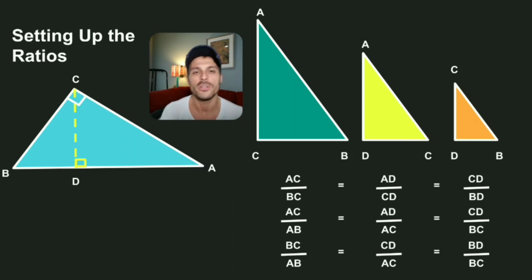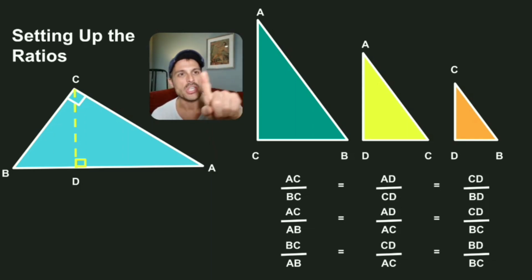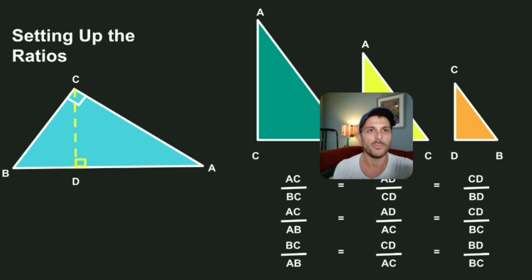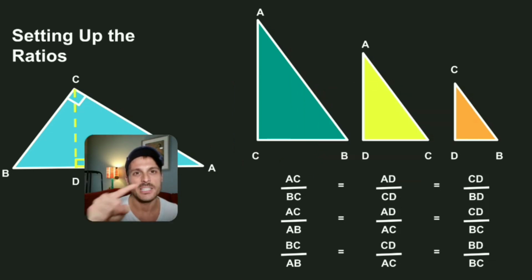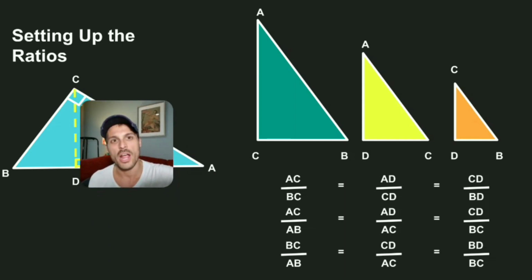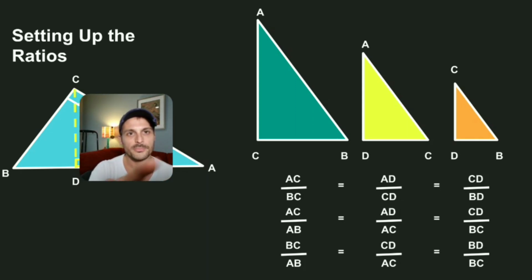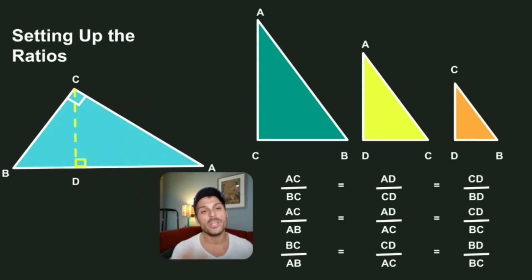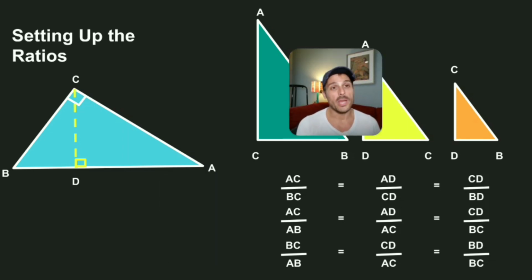So here the green triangle is our original teal triangle, ABC, and then the yellow triangle over there, this one, it's triangle ADC, and the orange triangle over there, well, that's just triangle CDB. So we've got three triangles that are similar to each other, and because of that similarity, we can set up the proportions over here. And the way we set up those proportions for these three triangles, for it to make sense, we're going to do a side compared to a side is equal to another side compared to another side.